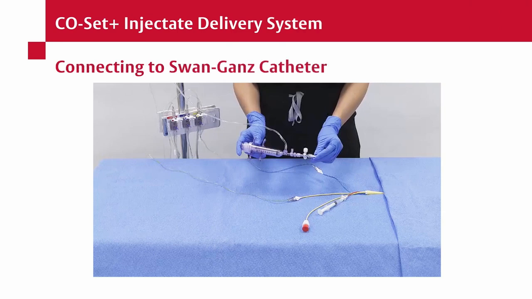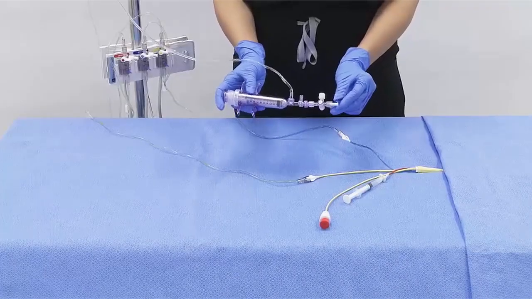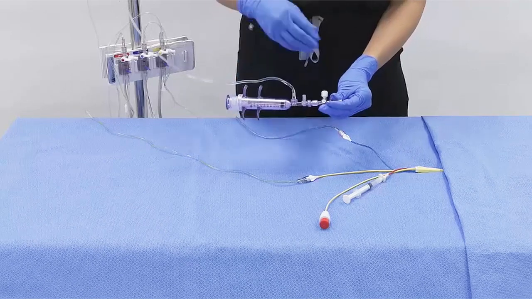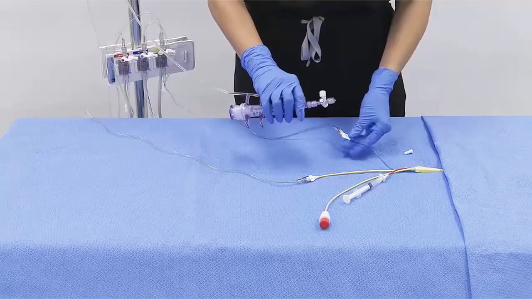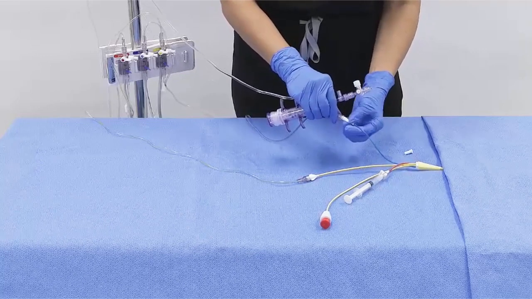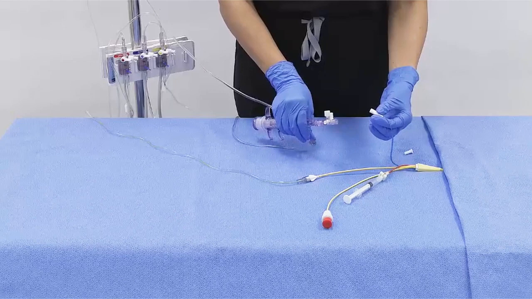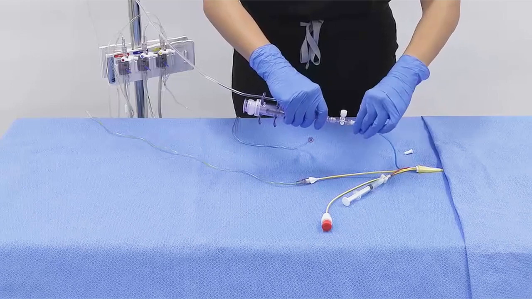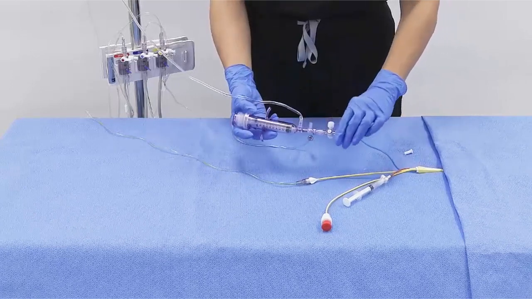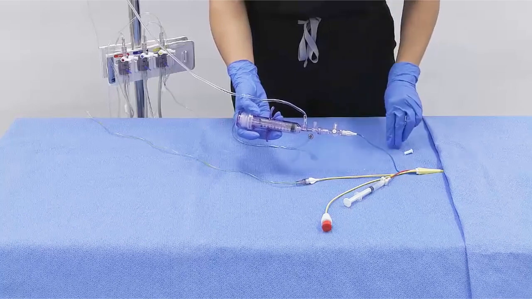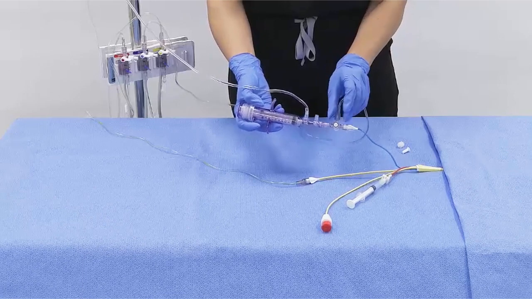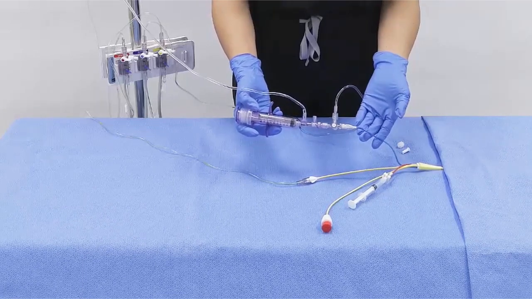Connecting Cosette Plus injectate delivery system to Swan-Ganz catheter. If the right atrial pressure tubing is connected directly to the blue proximal injectate lumen, perform the following. While maintaining sterility of the connections, disconnect the pressure tubing from the blue lumen and insert the Cosette Plus system. Connect the Cosette Plus stopcock directly to the blue proximal injectate lumen. Then connect the right atrial pressure tubing to the Cosette Plus stopcock. Turn stopcock off to the Cosette Plus syringe and confirm presence of right atrial pressure waveform on the bedside monitor.